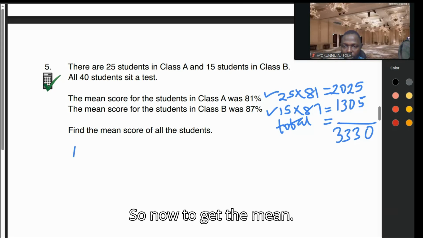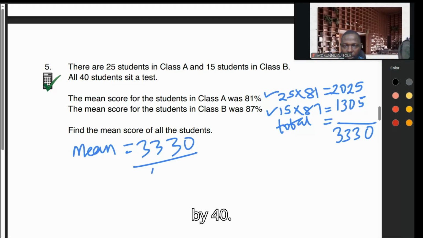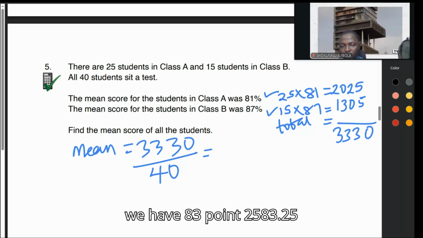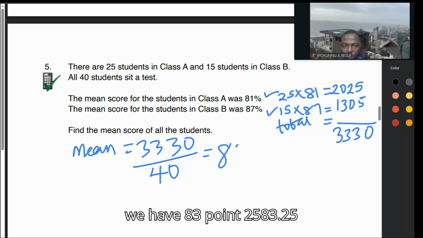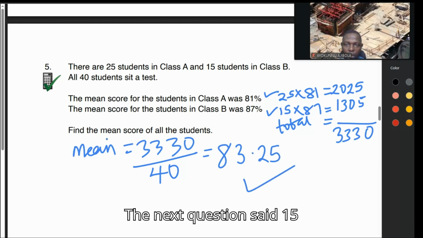So now to get the mean, we go 3330 divided by 40. Divided by 40, we have 83.25. So that's the mean there.